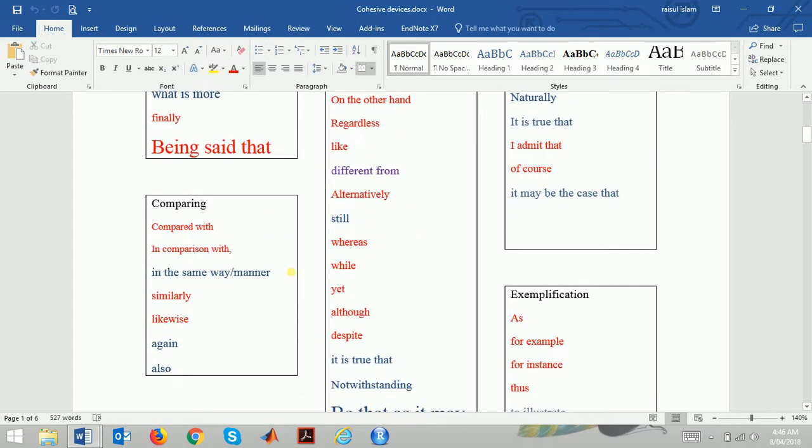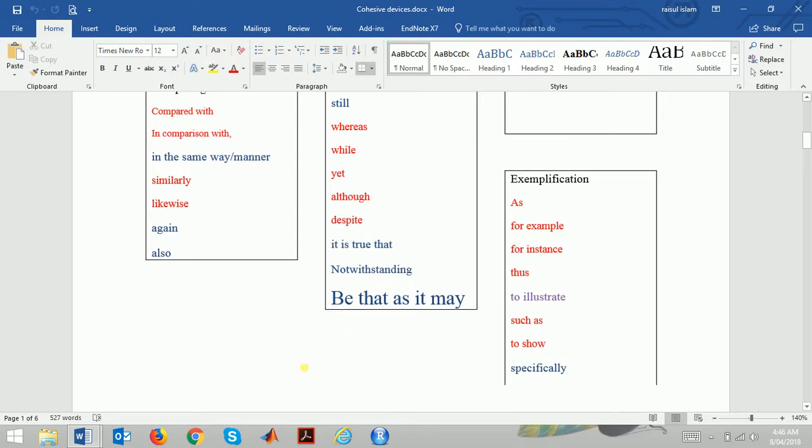In order to compare, for comparison or comparing two things, we say: compared with, in comparison with, in the same way or in the same manner, similarly, likewise, again, also.